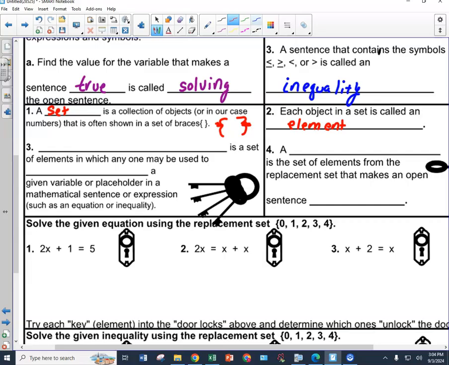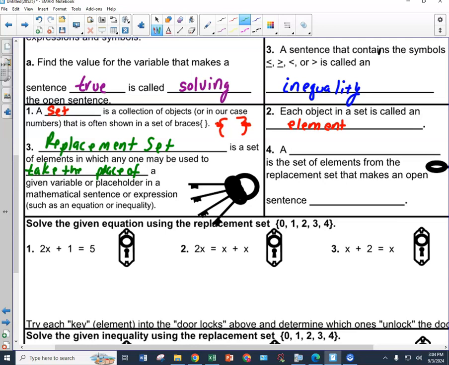The new words that you may not be familiar with are replacement set. The replacement set is a set of elements in which any one may be used to take the place of a given variable or a placeholder in a mathematical sentence or expression, such as an equation or an inequality.